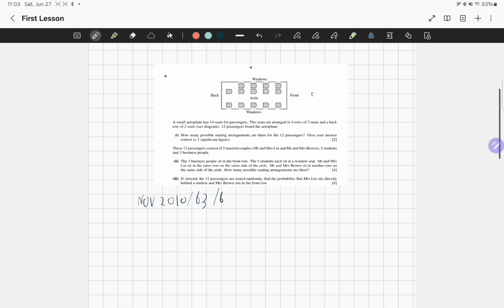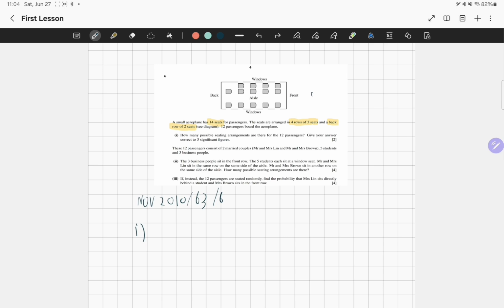Okay, so for question one, let's read the question first. It says here a small aeroplane has 14 seats. The seats are arranged in four rows of three seats and a back row of two seats, as stated in the diagram. So for the first question, this is easy because it's just asking us how many possible seating arrangements are there for the 12 passengers. Give your answers to three significant figures.